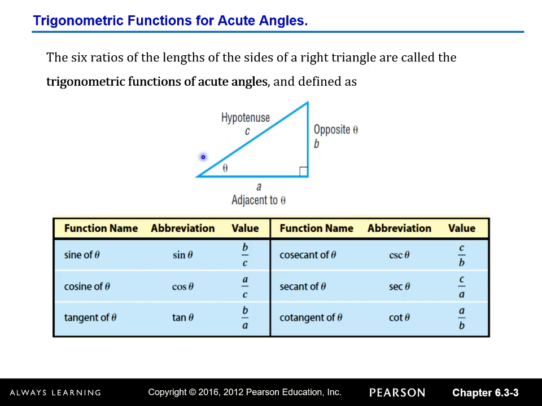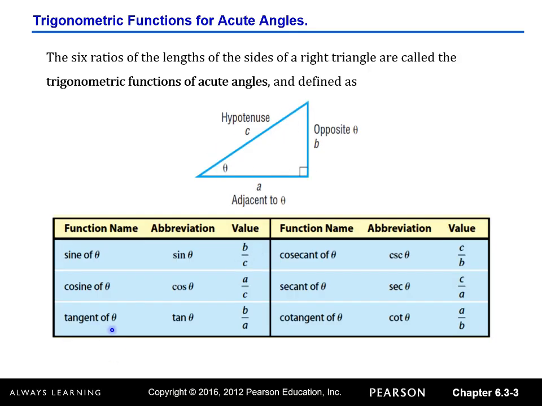So with these sides A, B, C and the angle theta, we can define the 6 trigonometric functions, starting with sine theta. Sine theta is equivalent to B over C, meaning sine theta is opposite over the hypotenuse. And then for cosine theta, the abbreviation is cos theta. Cosine theta is adjacent over the hypotenuse, which is A over C.